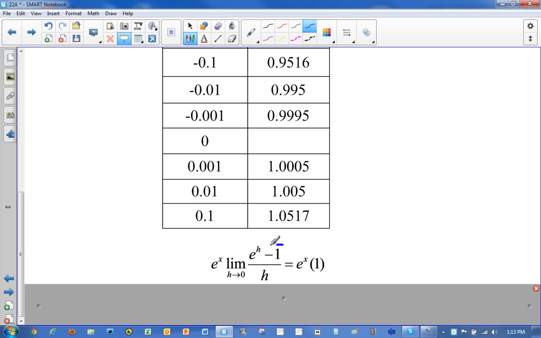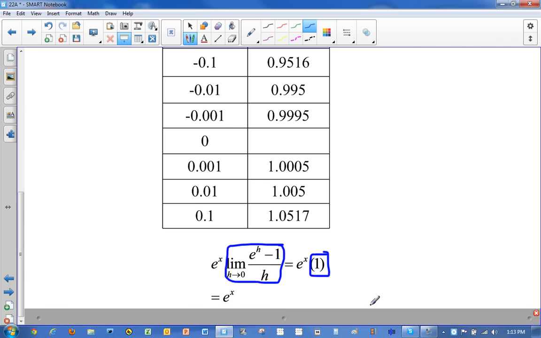Here's the limit, and I just said that it's equal to 1 based on what I saw in the table. So e to the x times this thing that's equal to 1 is just going to equal e to the x. So the derivative of e to the x, by the formal definition of the derivative, is e to the x. The other proofs in this section won't be as detailed because this proof is going to help us find the proofs for the other derivatives. If you have any questions on that, please email me. Otherwise, I'll see you tomorrow.